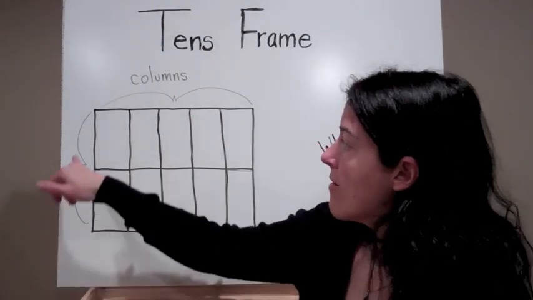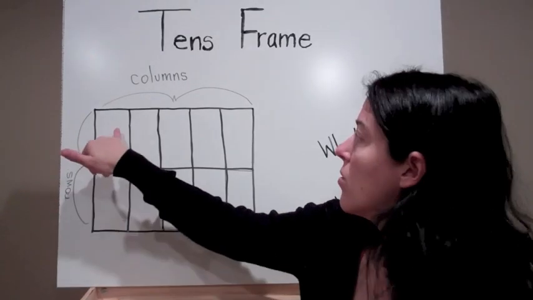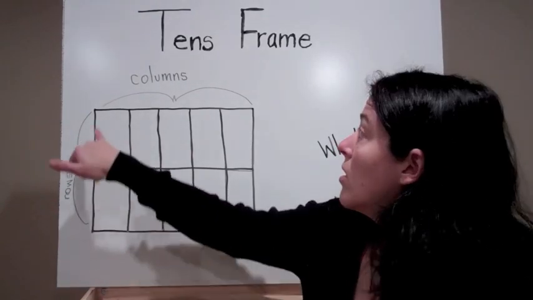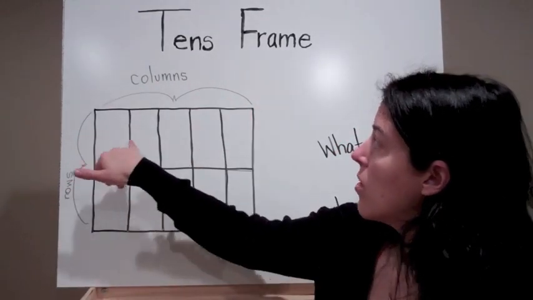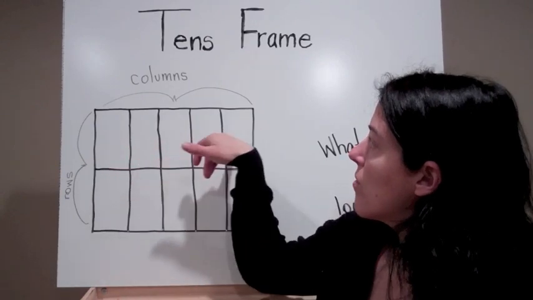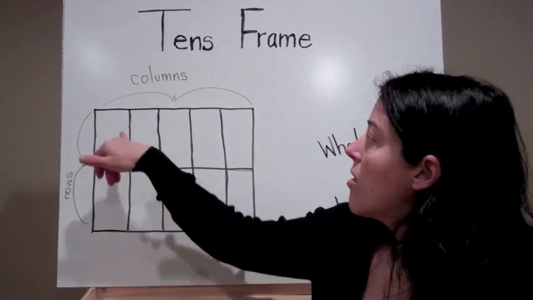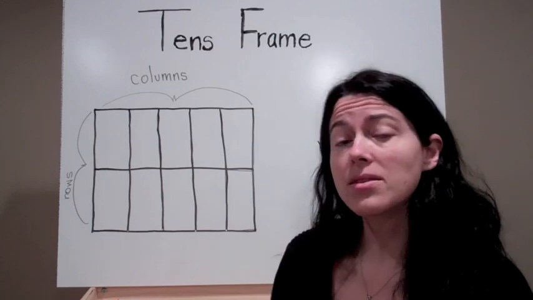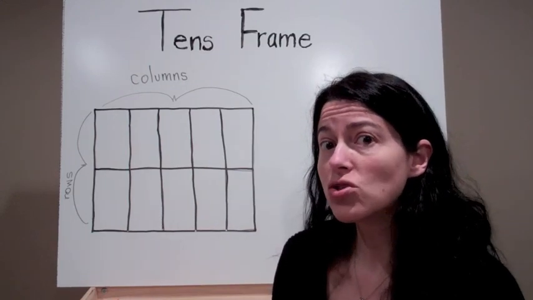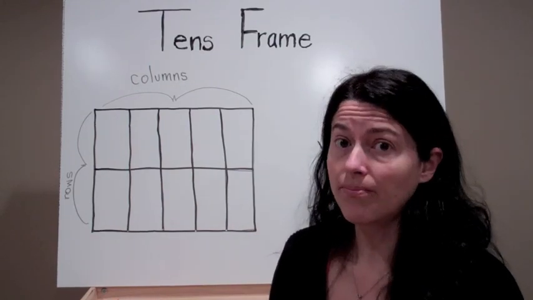Now, we have how many rows? 1, 2. How many columns? 1, 2, 3, 4, 5. So there are 10 spaces, and the tens frame helps us to visualize the number 10.